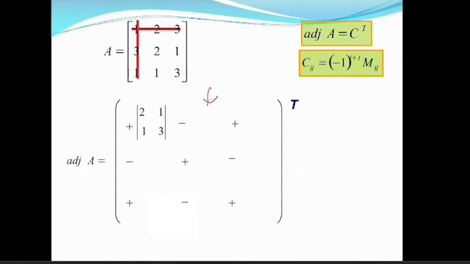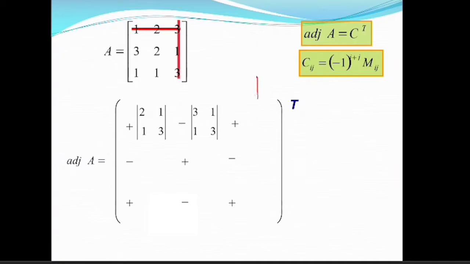Now, here, this is in the first row and second column. So we have to delete the first row and second column. What's left is the numbers 3, 1, 1, and 3. So write the numbers there in the vertical bars, which means the determinant of this 2 by 2 matrix. Same for the next element.